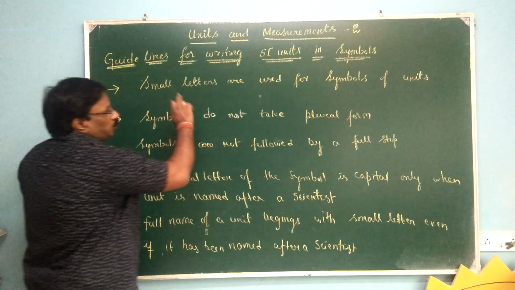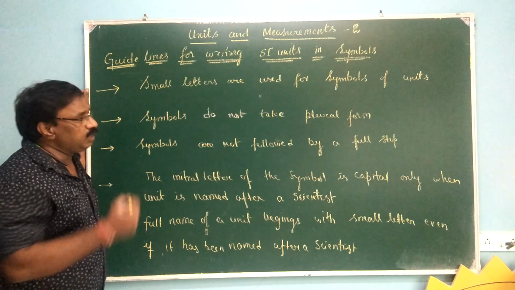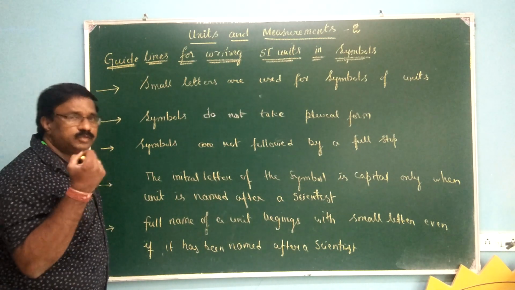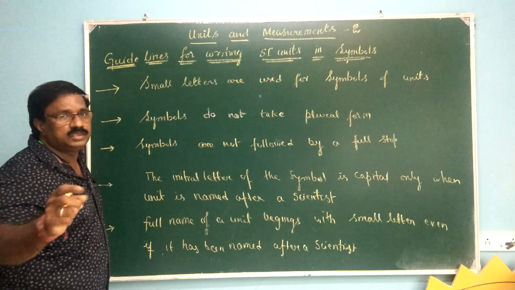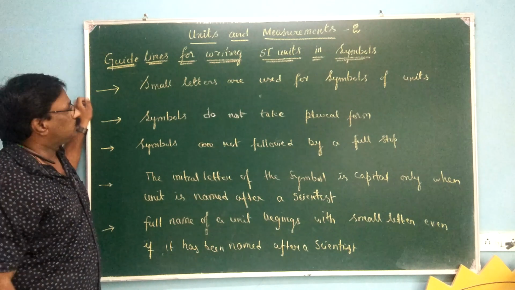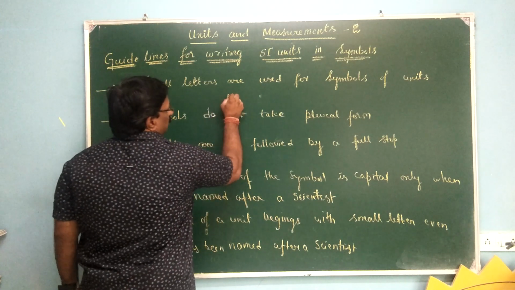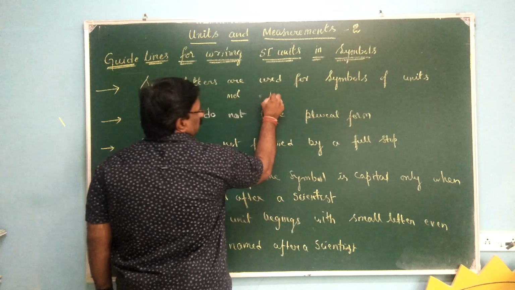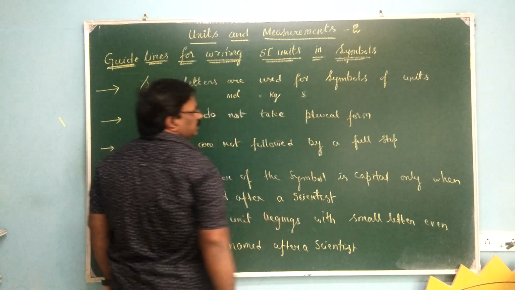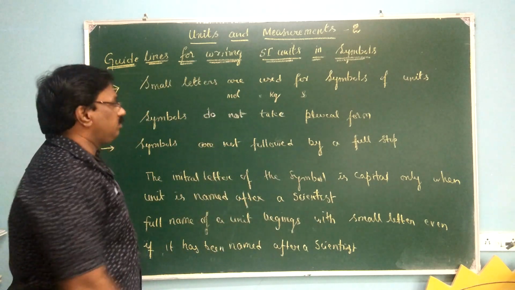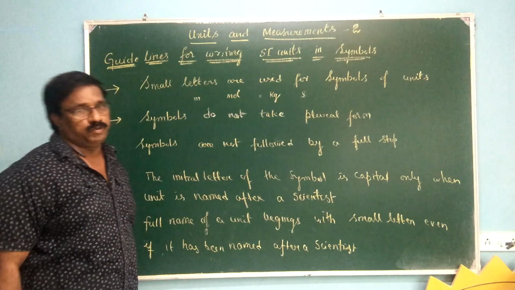First one, small letters are used for symbols of units. I think you have observed, generally we use small letters. There is some special case that we are going to see later where we use a capital letter, but most of the symbols we are going to see are based on small letters only. For example, amount of substance, mole; mass, kg; time, second; length, meter. In this way we use small letters for the symbols of units.